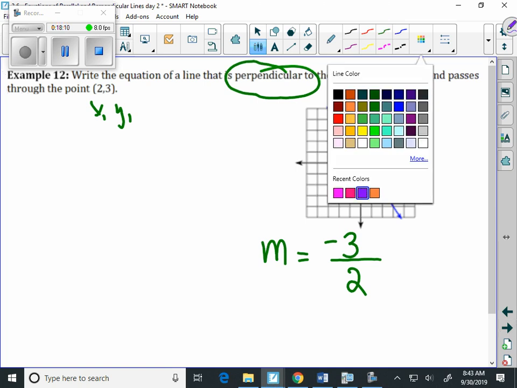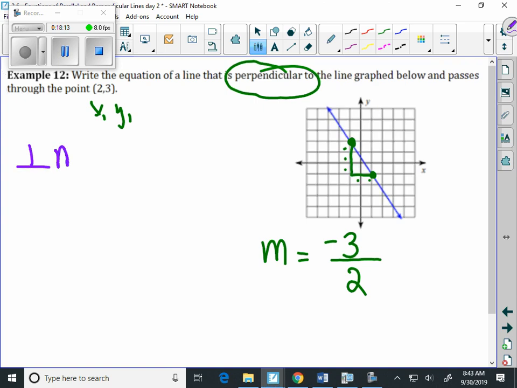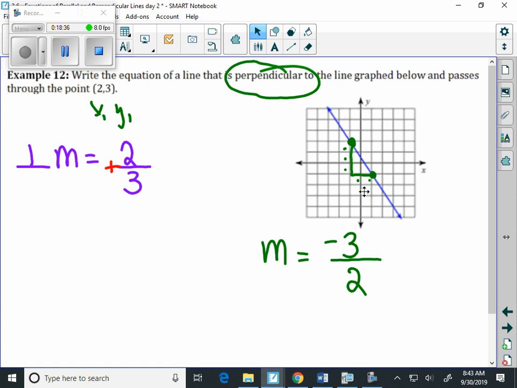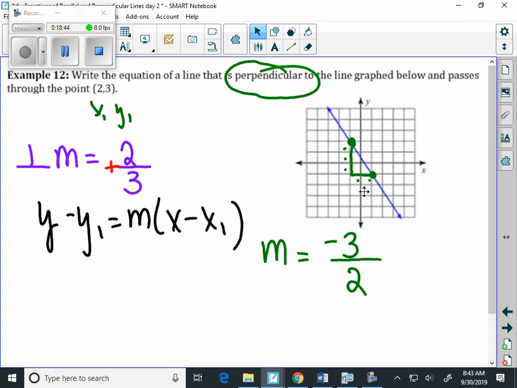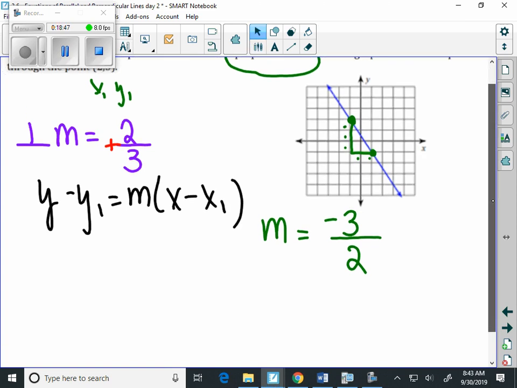And our perpendicular slope means that we're going to flip this fraction. So 3 over 2 is going to become 2 over 3. And since our slope is negative, this is going to be positive. No, you don't have to write the positive, but I want to emphasize the opposite reciprocal. And now we have everything that we need to go back and fill in y minus y1 equals m times x minus x1. So we fill these values in.